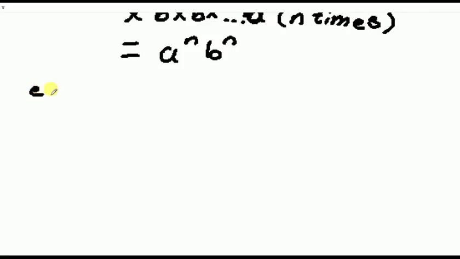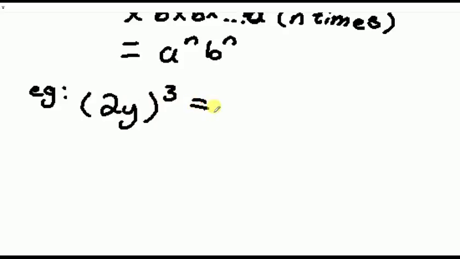So an example would be (2y) to the power 3 is equal to 2 to the power 3 and y to the power 3.